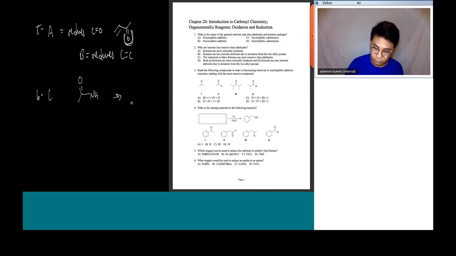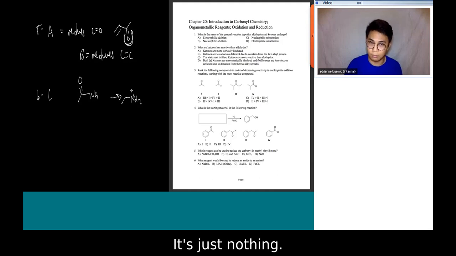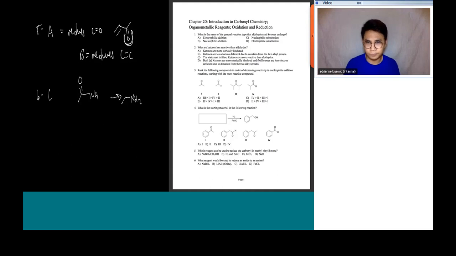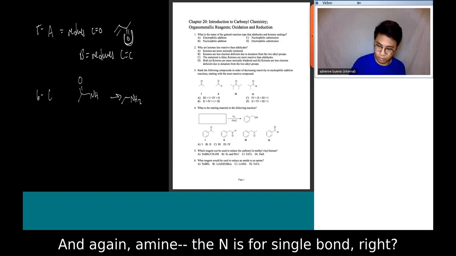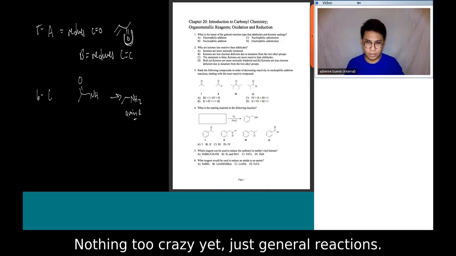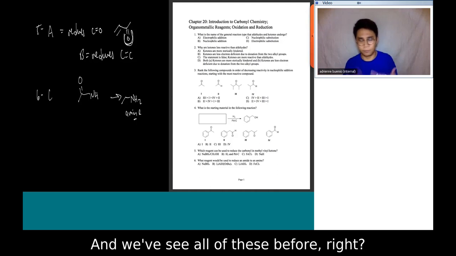While amine has no carbonyl, right? So it kind of turns like this. Yep, nothing too crazy. And again, amine, the N has single bonds, right? Single. So, okay, nothing too crazy yet. Just general reactions. Pretty much know your reducers, and we've seen all of these before, right?